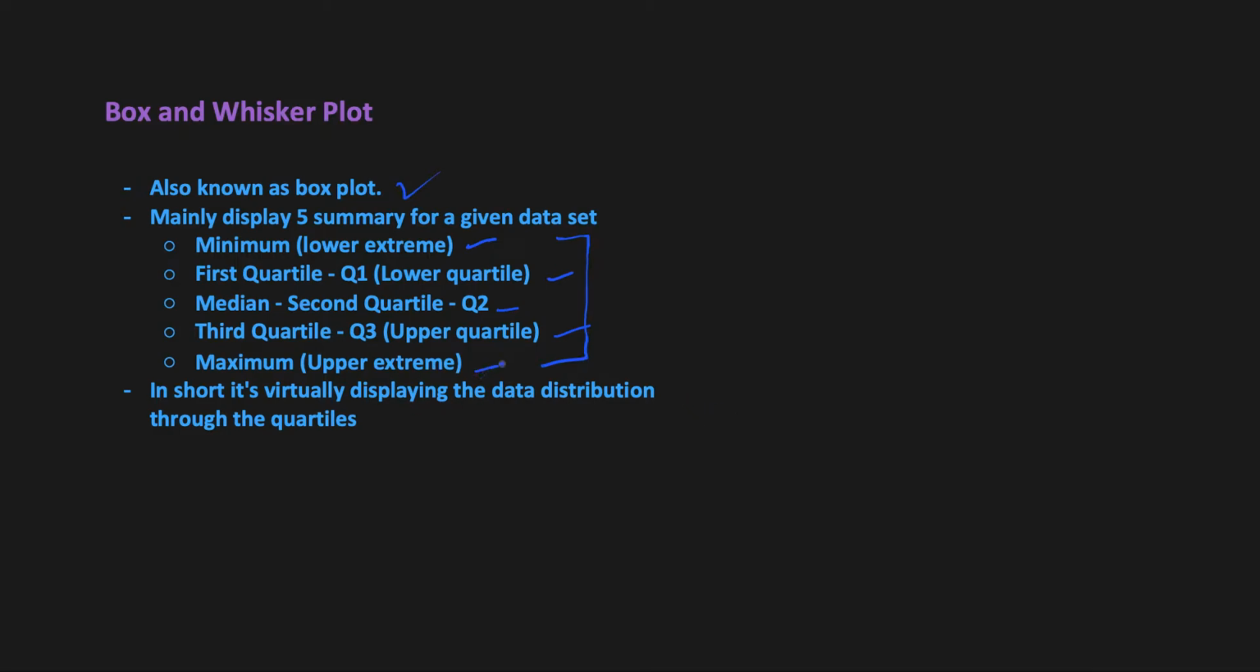So in short, the box and whisker plot helps us visually look at how the data is distributed through the quartiles. And we'll also see why this plot is called a box and whisker. Okay, so let's look at an example and let's plot a box and whisker.